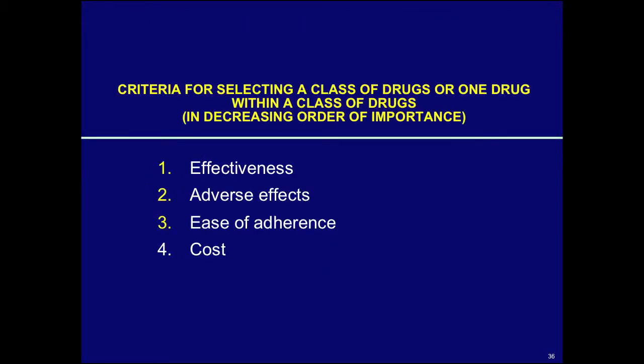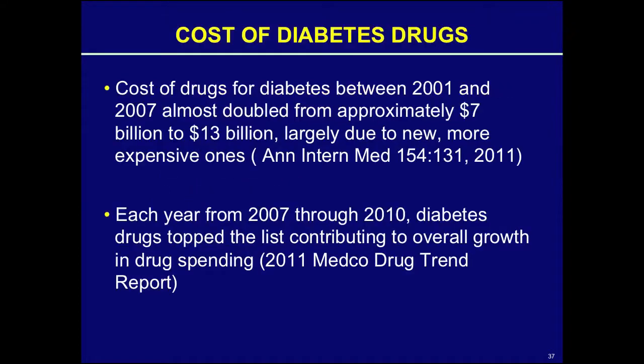These are the 4 criteria that I use to judge whether a drug should be used or not, the most important of which is effectiveness, then the adverse or side effects, the ease of adherence, pills being easier than injections, and cost. The cost of diabetes drugs is quite an important factor. It doubled from $7 billion to $13 billion in the first part of this decade. It's gone up even further since then.